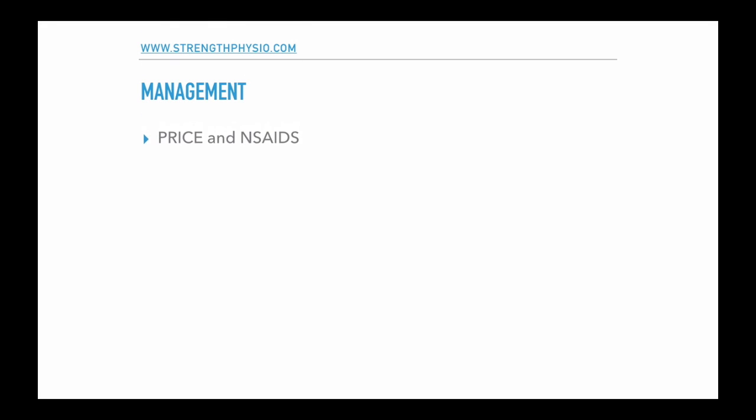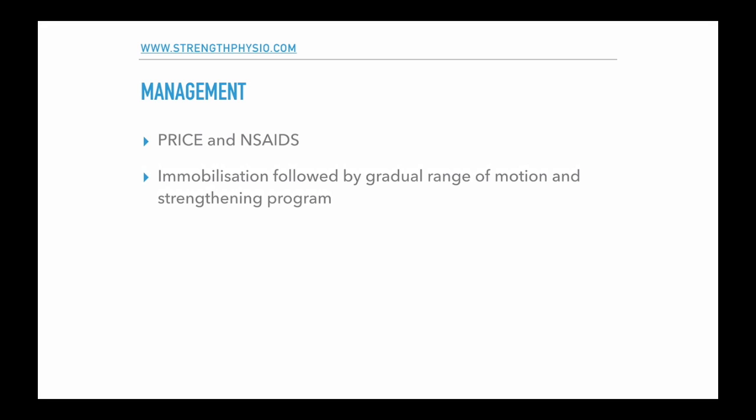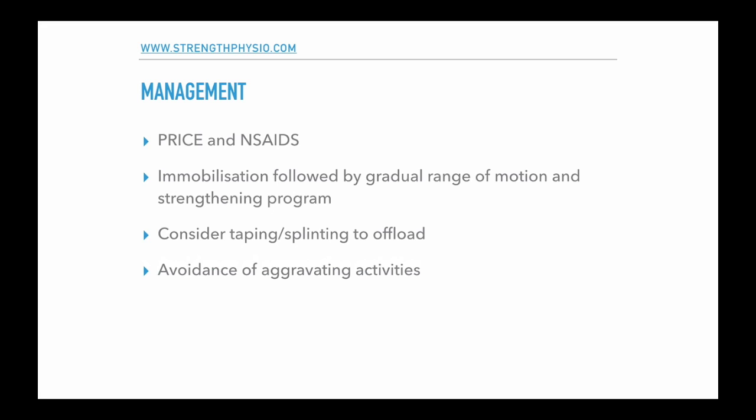Management-wise, we've got our normal PRICE-type treatment and NSAIDs for the early stage of this sort of condition, potentially some immobilization with splinting, and then following that a graded range of motion, stretching and strengthening program. You can consider taping or splinting, which will offload that area. Avoid the aggravating activities, particularly if this is a repetitive strain or repetitive trauma type injury to that area. And finally, if conservative management fails, then the patient may well need a surgical review.